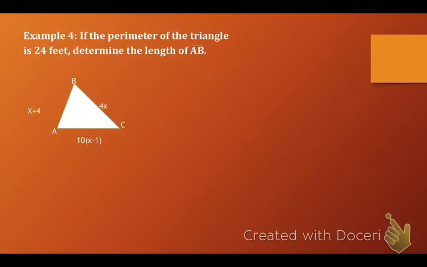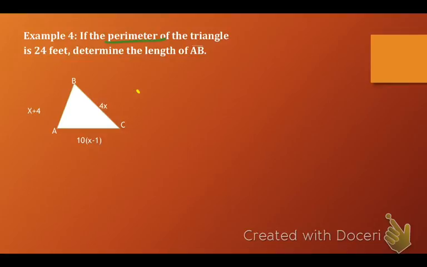The fourth problem is an example of an application. So it says, if the perimeter of the triangle is 24 feet, determine the length of AB. So perimeter is a key concept here. Let's think about what we know about perimeter. Perimeter is the distance around a geometric shape.